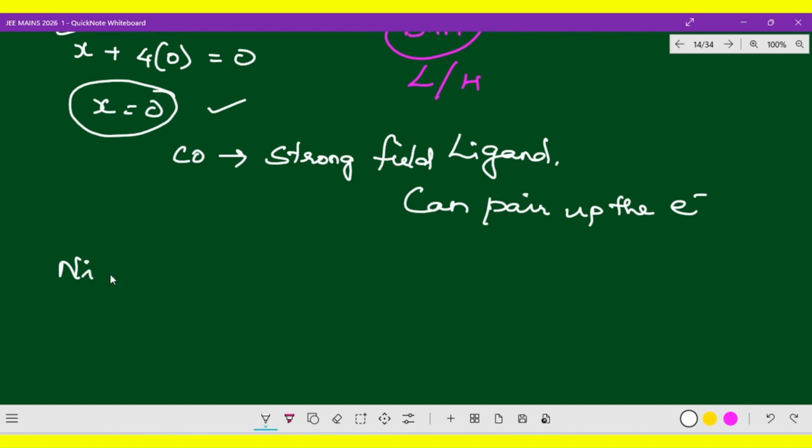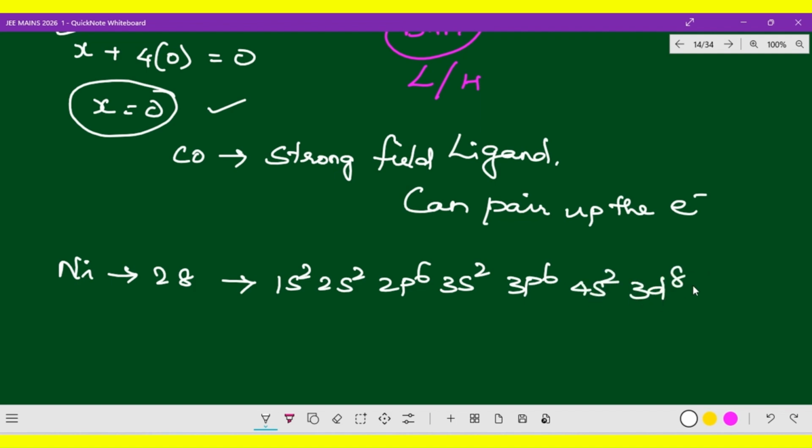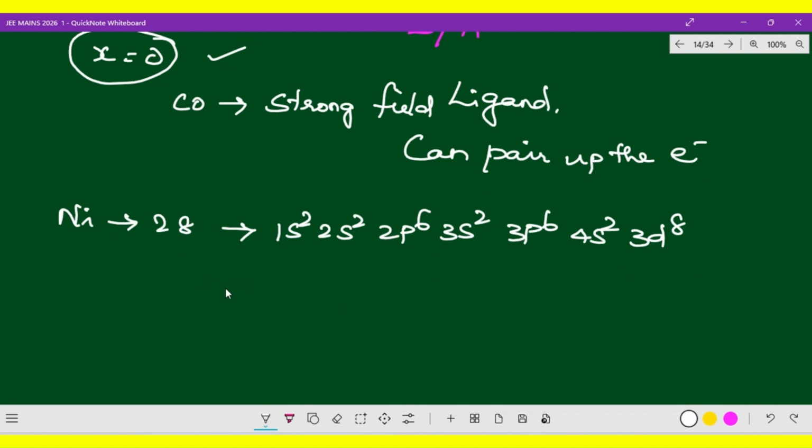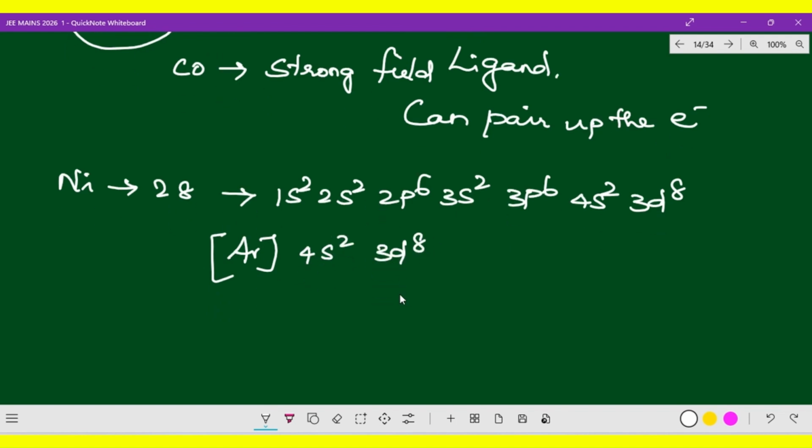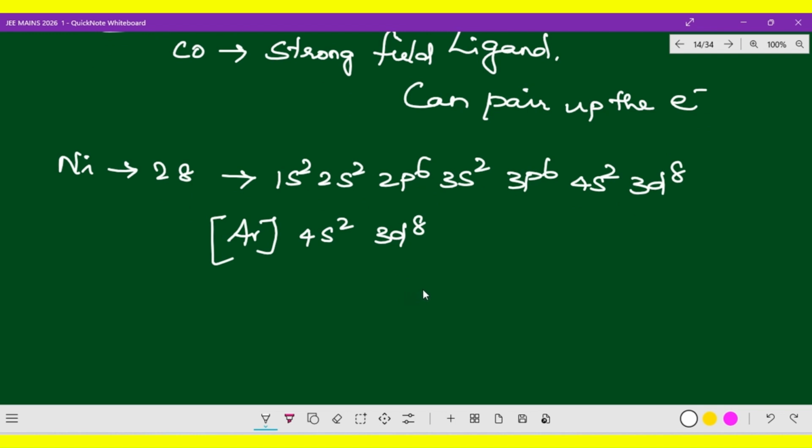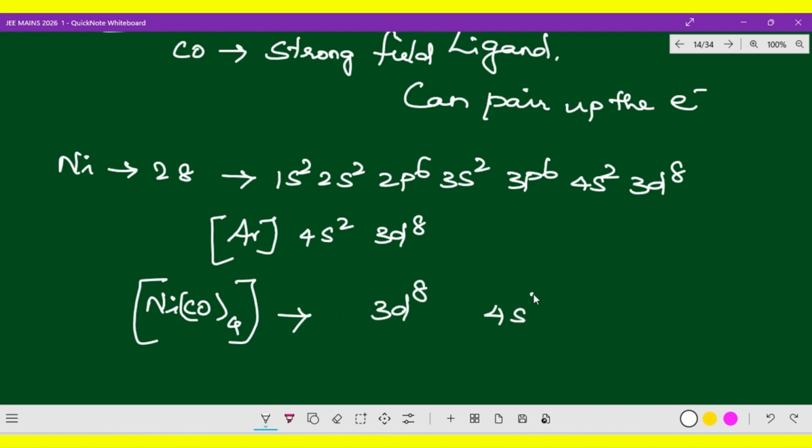When we are talking about nickel, atomic number 28, the electronic configuration is 1s2, 2s2, 2p6, 3s2, 3p6, 4s2, 3d8. We can write it in a shortcut way: argon 18, so [Ar] 4s2, 3d8. According to that, we have to keep the empty orbitals ready to occupy the electrons. So for Ni(CO)4, we have 3d8, 4s2, and 4p, which is an empty orbital.